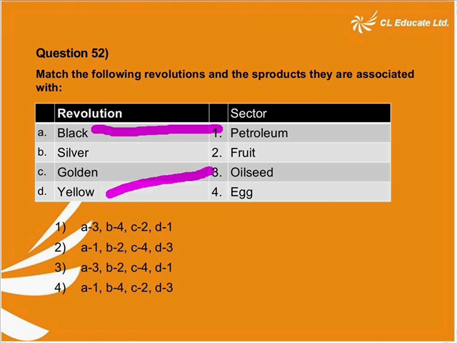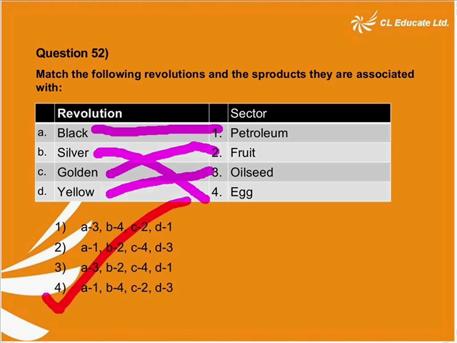Well, correct. Question number 55. Which of the following organizations has launched a campaign called Adopt a Tree?